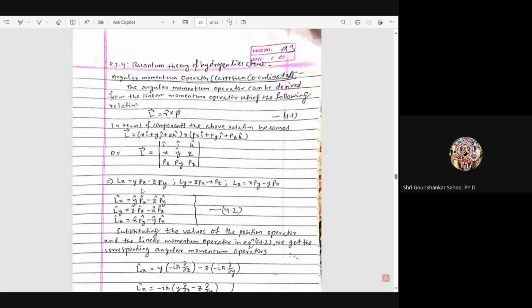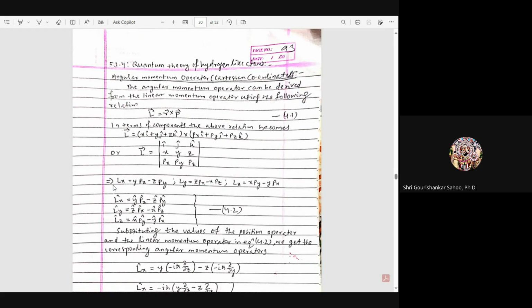Before that, let us have this angular momentum operator in Cartesian coordinate, which can be completed. Quantum theory of hydrogen-like atom. So the angular momentum operator can be derived from the linear momentum operator using the following relation: L vector is equal to r cross p, where r is equal to x i cap plus y j cap plus z k cap, and p is equal to px i cap plus py j cap plus pz k cap.